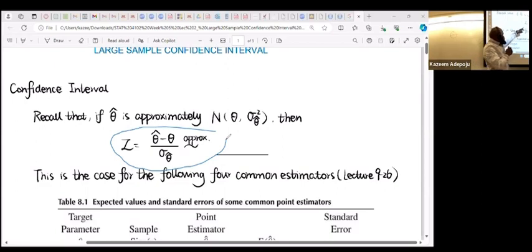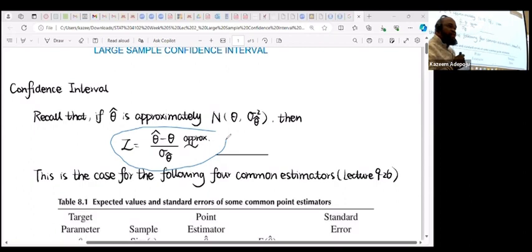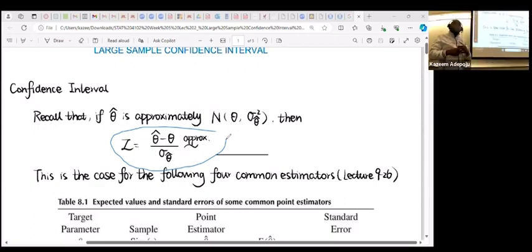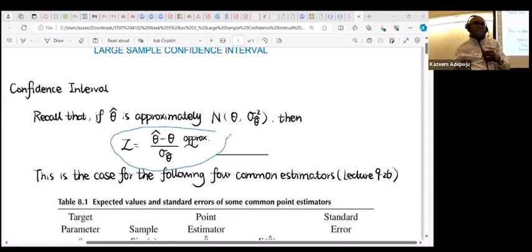Now we're going to have z, which is the difference between the estimator and the true value of the parameter, divided by the standard deviation of the estimator. Where do I get the standard deviation? By finding the square root of that variance. And that z is approximately going to follow a standard normal distribution with a mean of 0 and a standard deviation of 1. If that happens, do you know the implication of that?